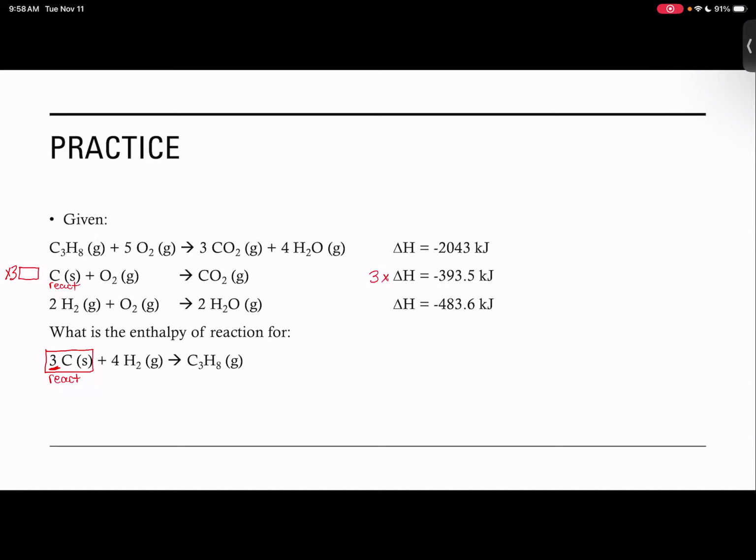Whatever you do to the equation, you do to its enthalpy. So that would be 3 carbon solid plus 3 oxygen gas goes to form 3 carbon dioxide gas, with an enthalpy of a negative 1180.5.